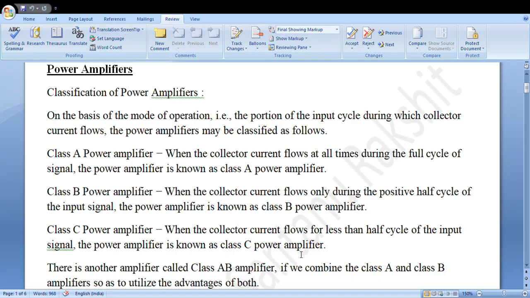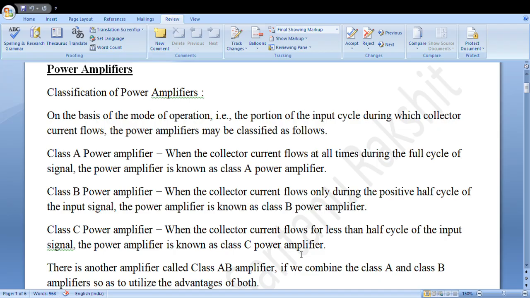In Class B amplifiers, what happens? The output current flows only during one half cycle, that is the positive half cycle of the input signal, and for the next half cycle the output is clipped off. That means there is no output in the output circuit.